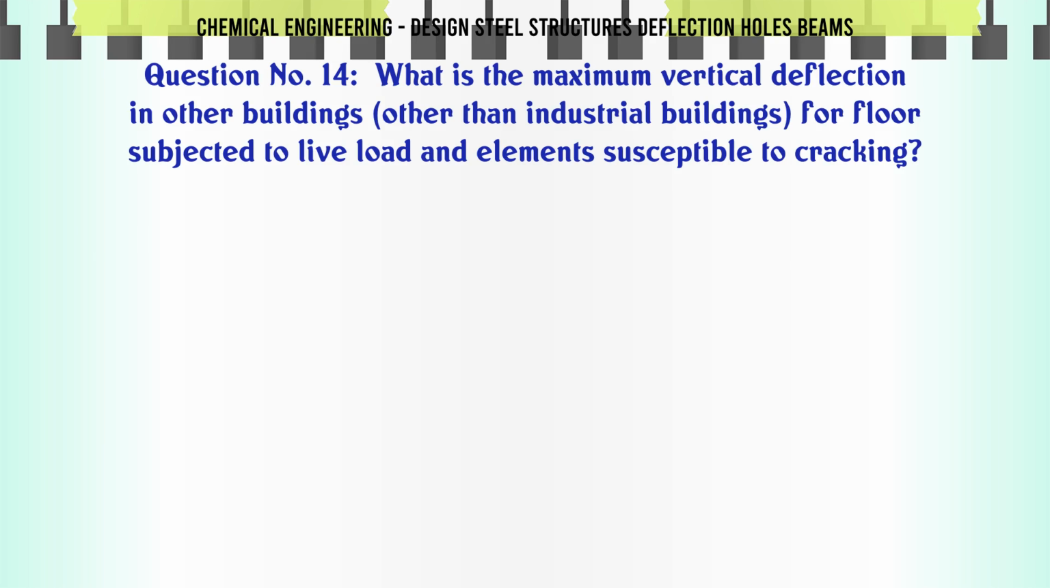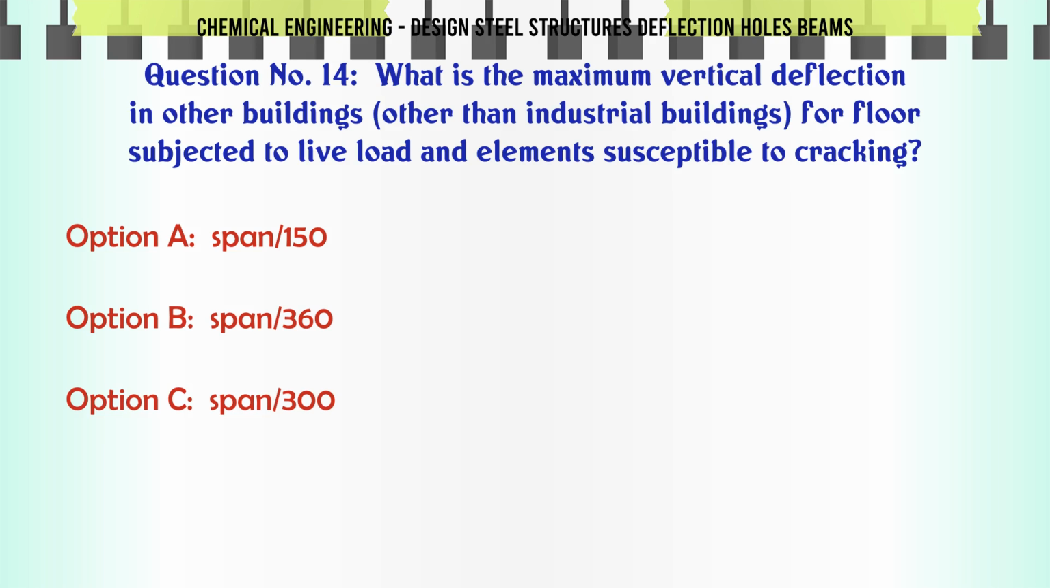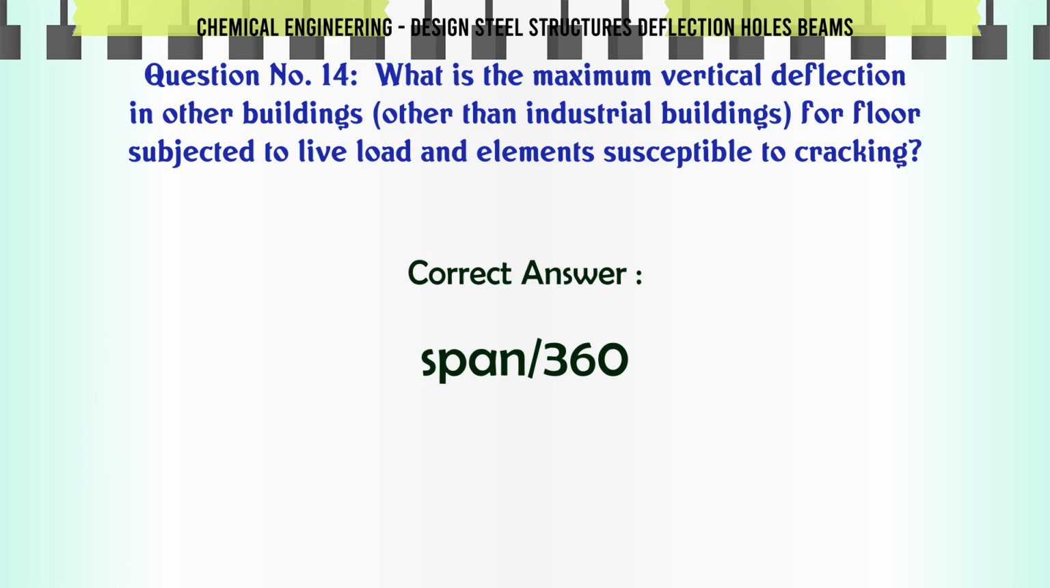What is the maximum vertical deflection in other buildings other than industrial buildings for floor subjected to live load and elements susceptible to cracking? A. Span 150. B. Span 360. C. Span 300. D. Span 100. The correct answer is span 360.